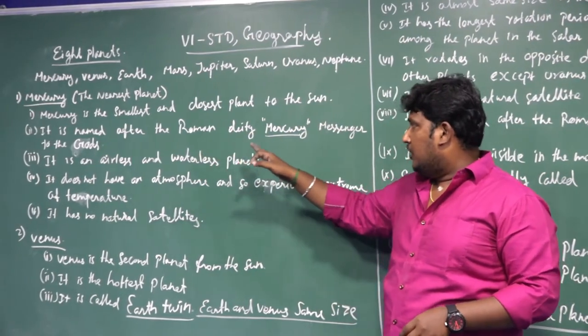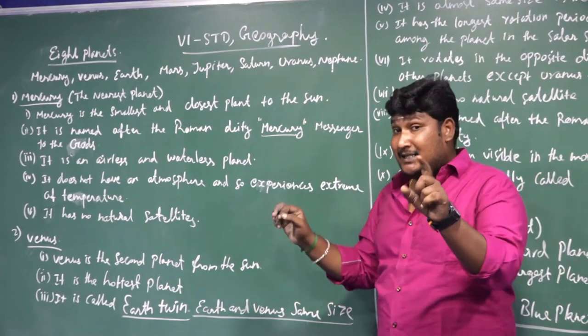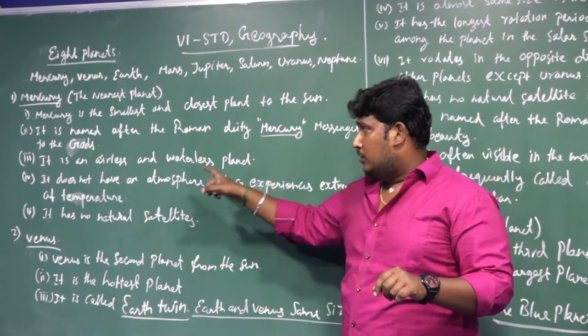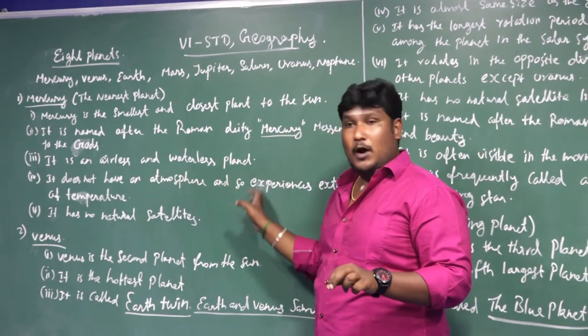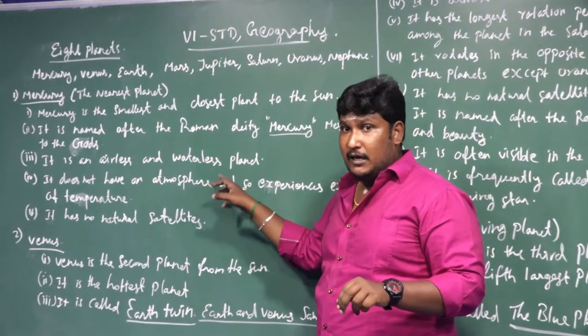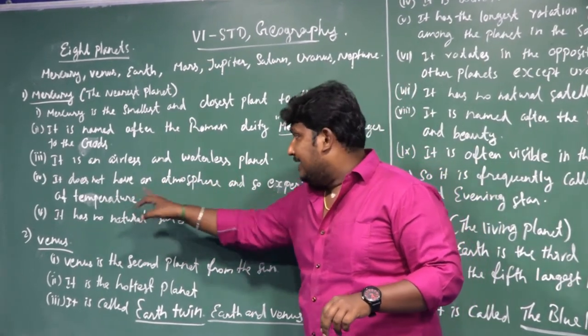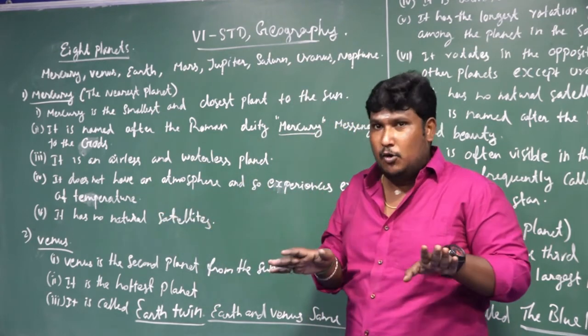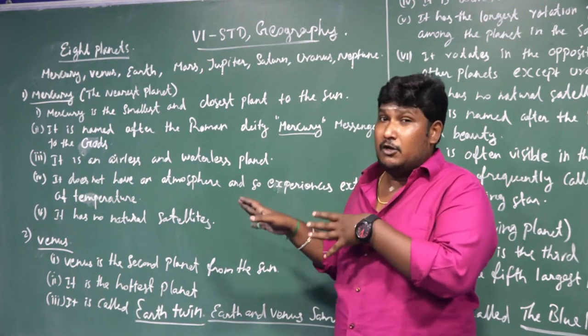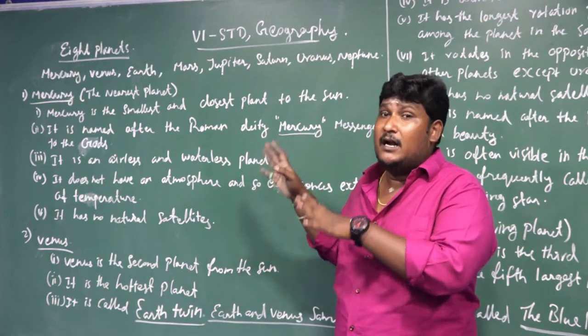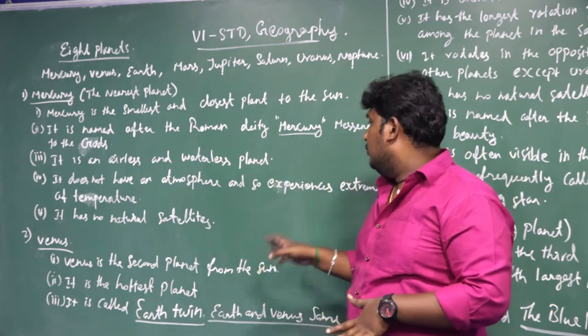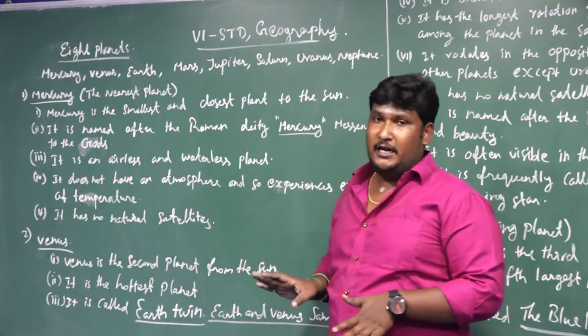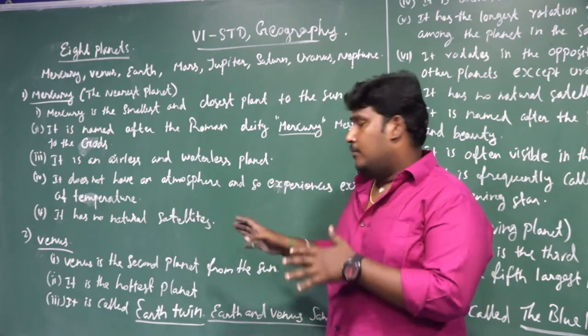It is named after the Roman deity Mercury, messenger to the gods. It is an airless and waterless planet. It does not have an atmosphere. There is no air and no water. That's why we say Mercury is a waterless and airless planet. It has no natural satellite.